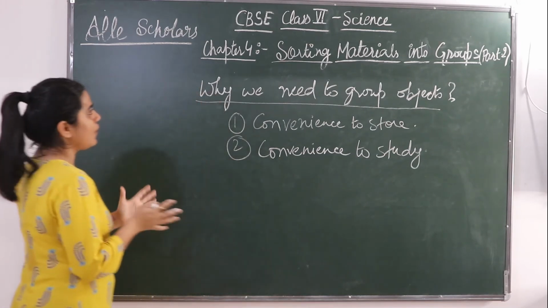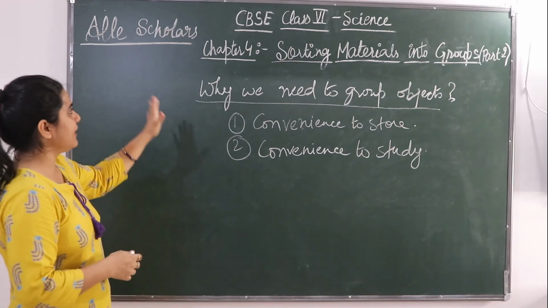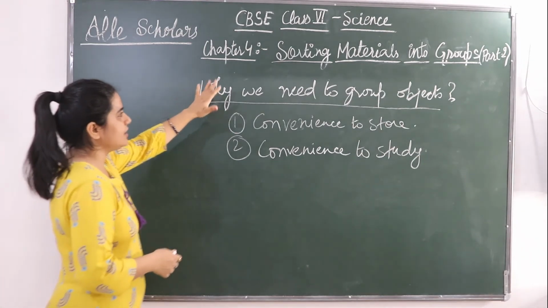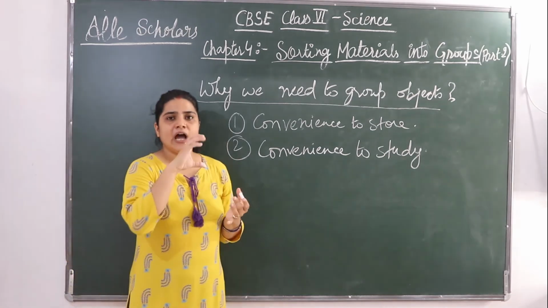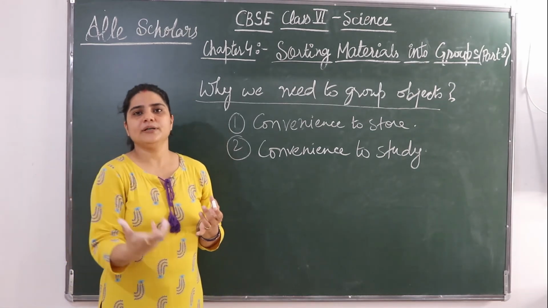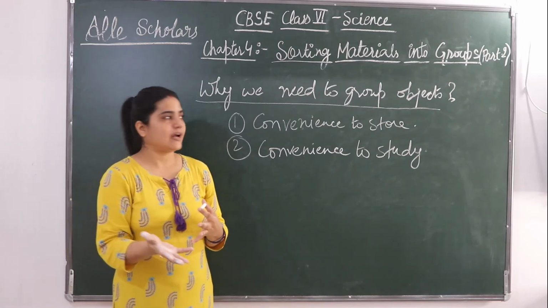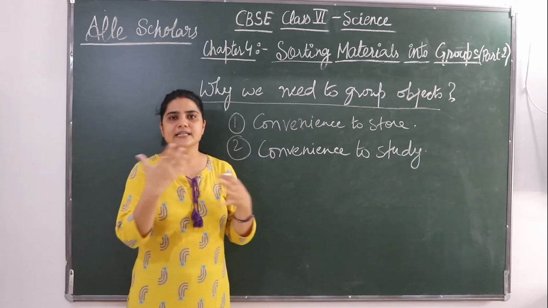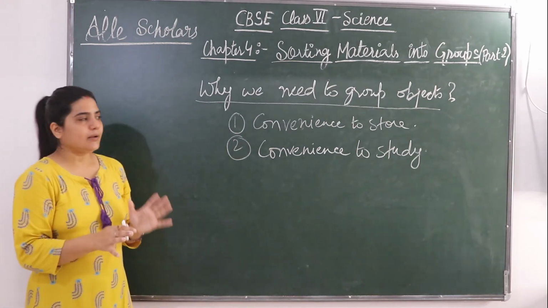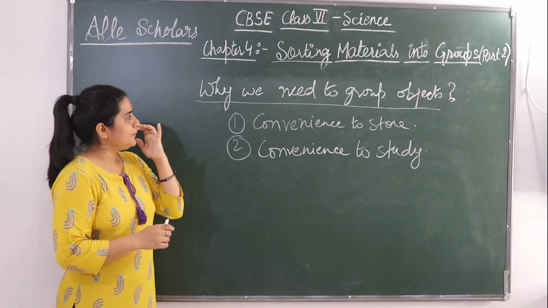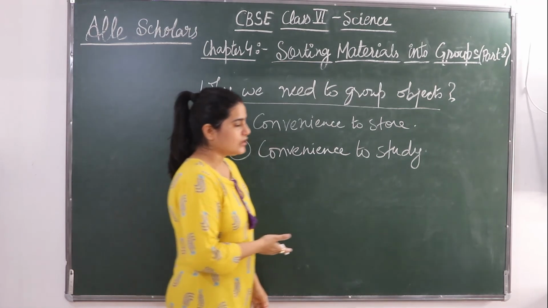So this was all for today. Here I complete my part 2, and in fact I have completed the 4th chapter, sorting materials into different groups. We have seen how materials can be classified on the basis of similar and dissimilar properties. We have read a lot about it, and why grouping is needed. I hope this is very clear to you.